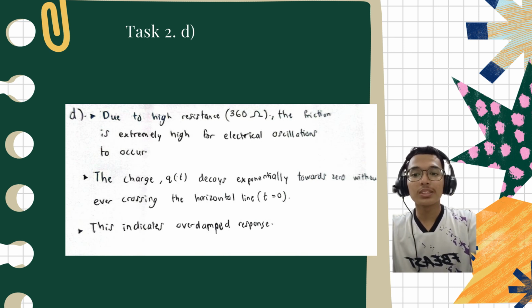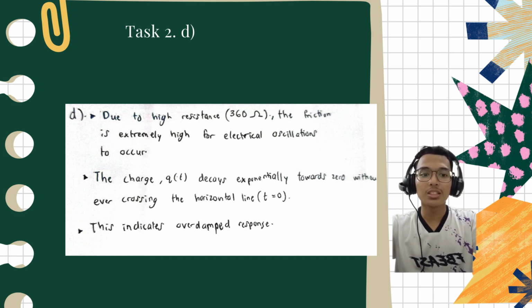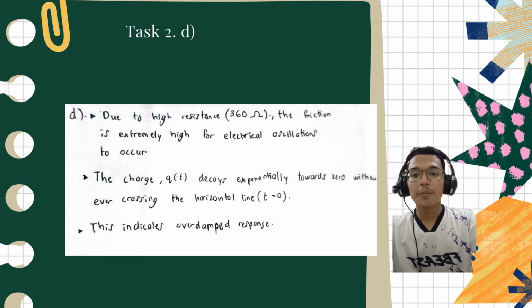And for the last question, D, due to the high resistance, the charge will decay exponentially, as I mentioned earlier, and the graph indicates an overdamped response.